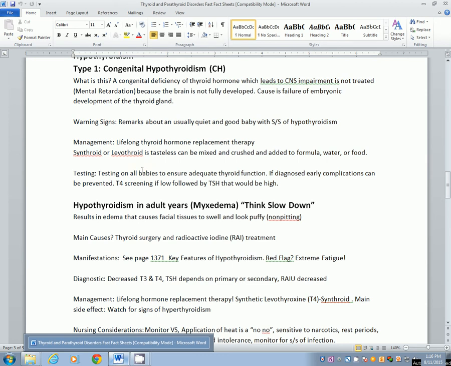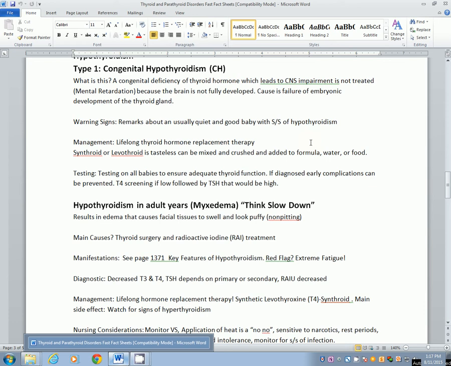Warning signs would be remarks about an unusually quiet and good baby with signs and symptoms of hypothyroidism. So this baby is the best baby. It just sleeps and sleeps and sleeps and never gives me any trouble, and I don't hear anything from it, along with signs or symptoms of hypothyroidism. So think about things slowing down.